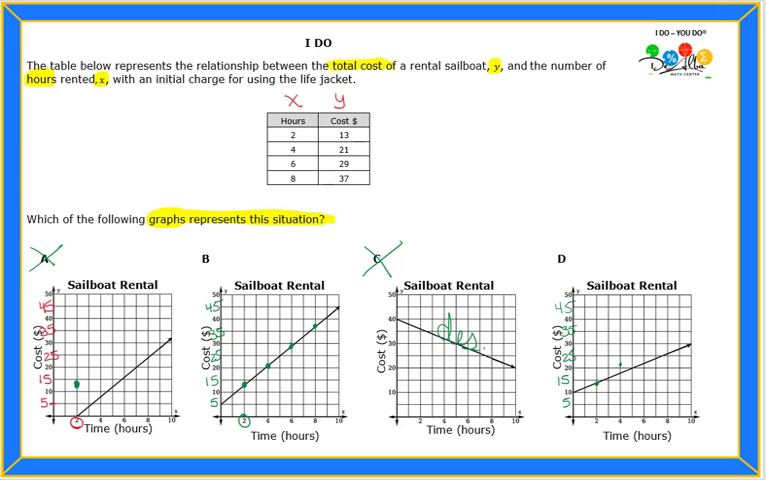But if you wish, you can check the next one, which is 6 and 29. This is 30 right here. So 29 needs to be a little bit below. So I can see that that doesn't match either. So I can tell you that the answer then has to be letter B. Very good.